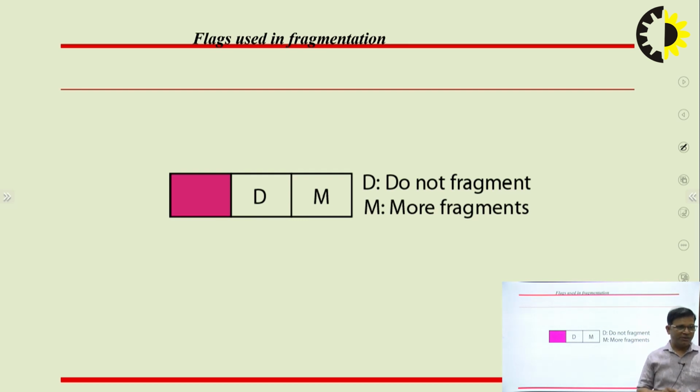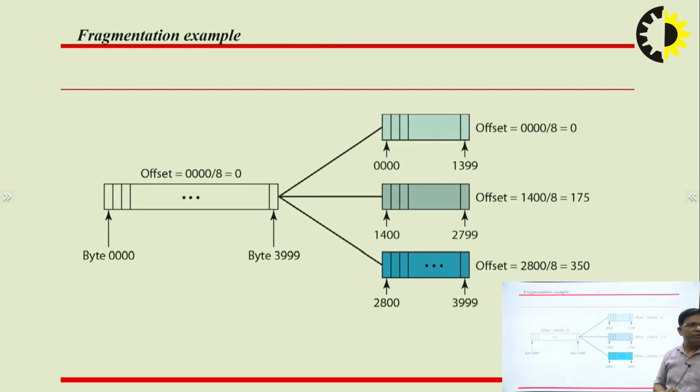Today we have some time, so we can discuss it very slowly. In the next field, we have do not fragment, more fragment, and one unused bit. If do not fragment is 1, it means the packet must not be fragmented. If M is 1, it means there are further fragments of this current packet.